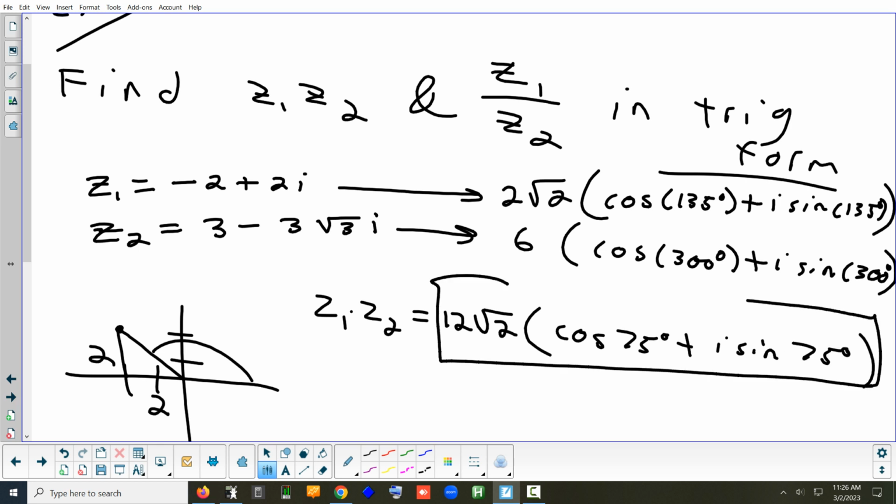There you go. So that's the product in trig form, which would have been extremely fast if these two numbers were already given to you in trig form. Yeah. That's the only thing that slowed us down.